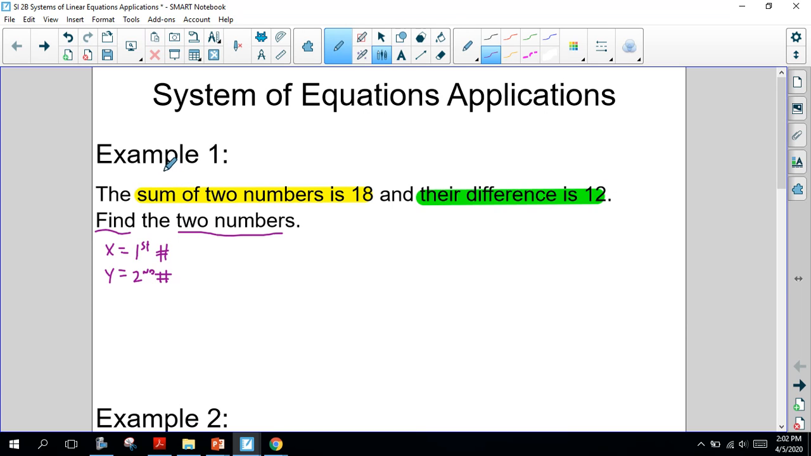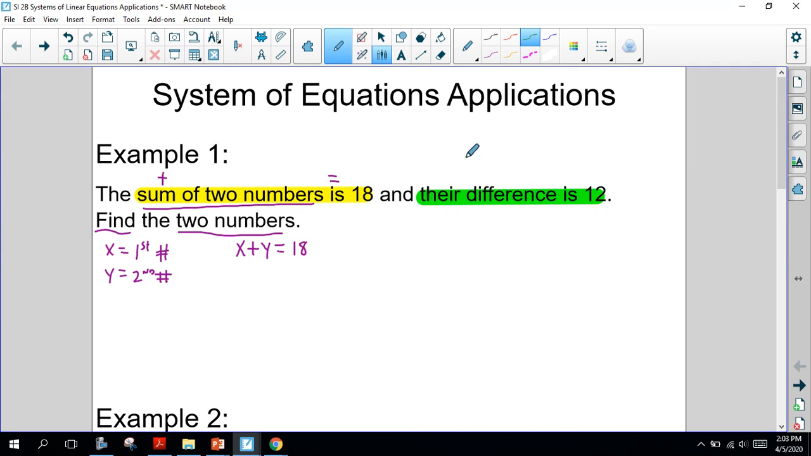Well, it says the sum of two numbers. What does sum mean? We know that sum in math means addition. So that means I'm going to add two numbers. Well, what two numbers are we adding? We're adding these numbers we don't know. So it's going to be x plus y equal to 18. The word is, we know in math, means equals, and everything on the left side of the word is on the left side of the equal sign. Everything to the right side of the word is on the right side of the equal sign.